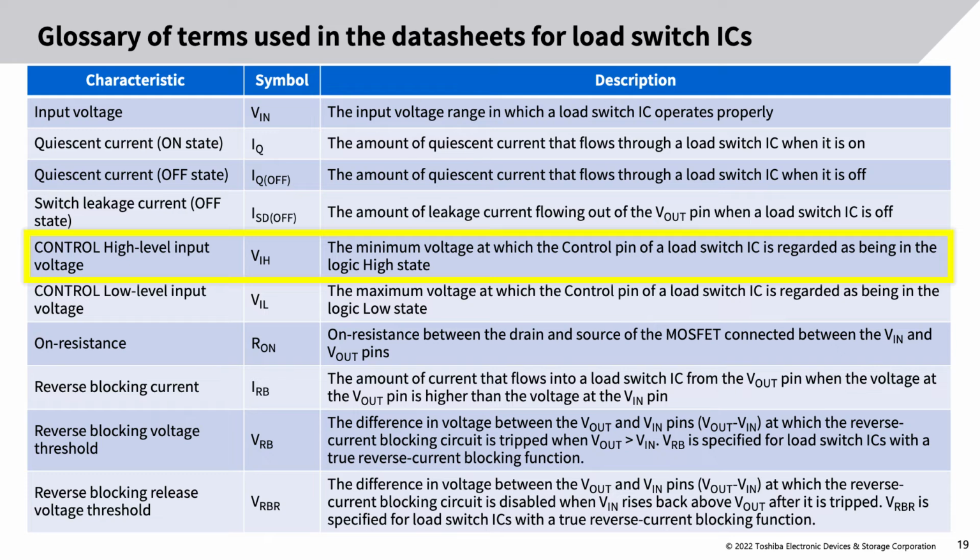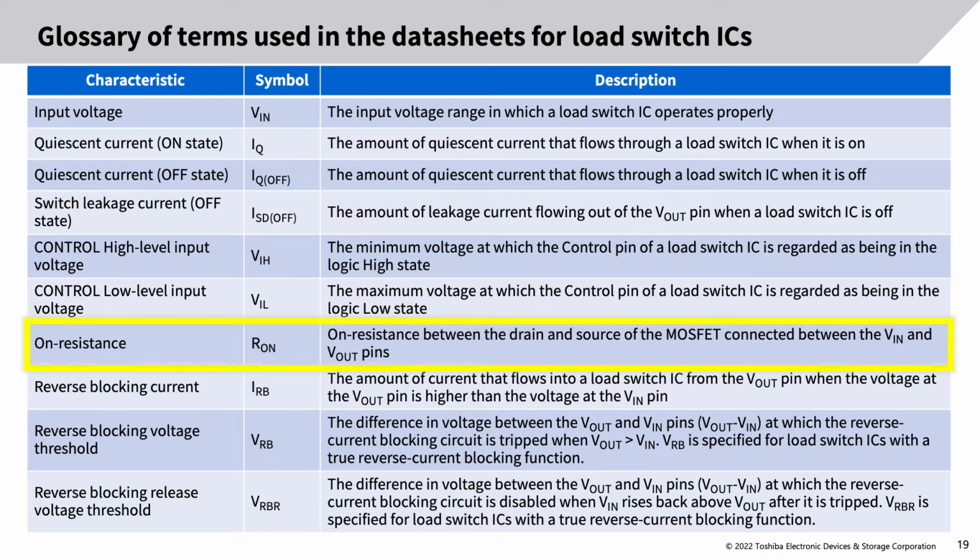Control high-level input voltage is the minimum voltage at which the control pin of a load switch IC is regarded as being in the logic high state. It is represented by VIH. Control low-level input voltage is the maximum voltage at which the control pin of a load switch IC is regarded as being in the logic low state. It is represented by VIL.